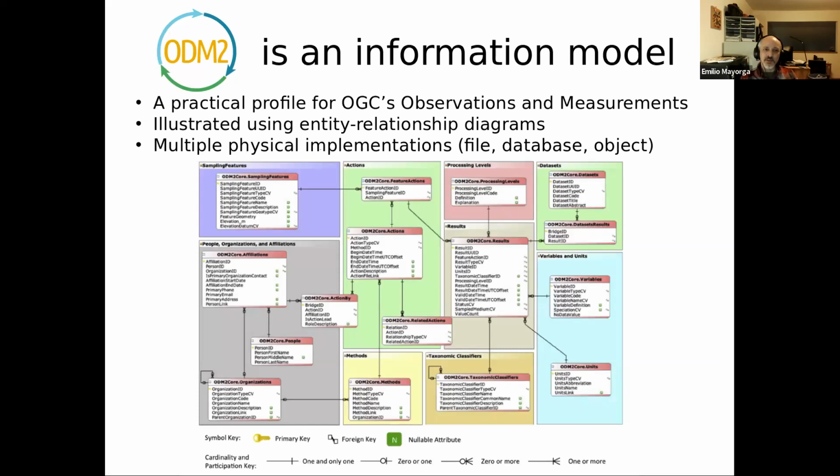This is the outcome. ODM2 is an information model. It is what we call the practical profile for OGC's Observations and Measurements. Here we illustrated, and during the development we focused on, relational database entity relationship diagrams. There are multiple physical implementations: file, database, and object. I'll focus primarily on the database implementation, and this is a somewhat higher level view, not complete, but it shows the core concepts of ODM2, which include the sampling features, the people and organizations, methods, actions, which is a central but somewhat fuzzy concept, results, variables, and so on.